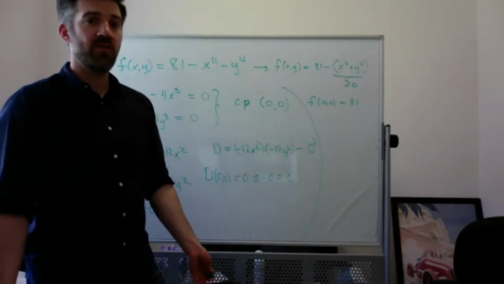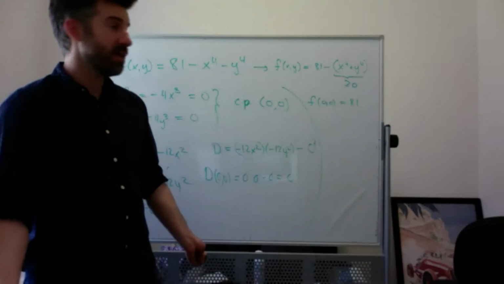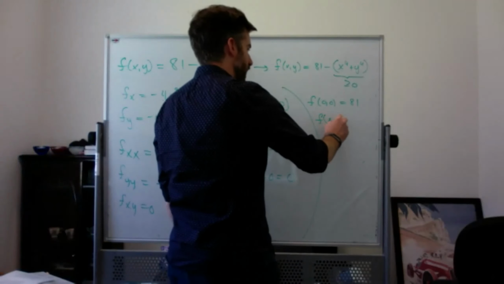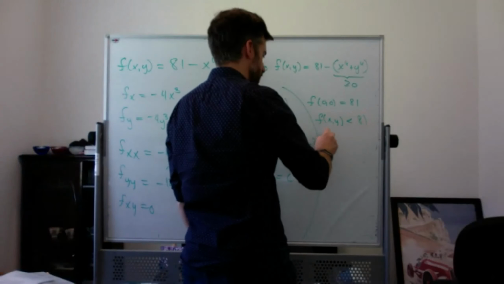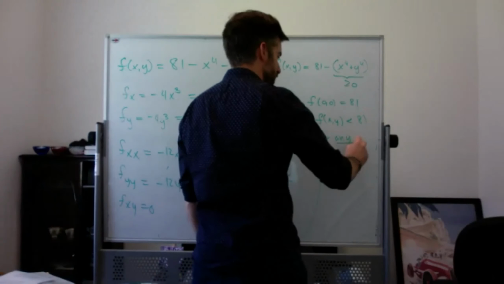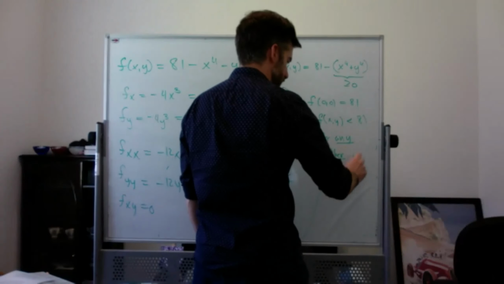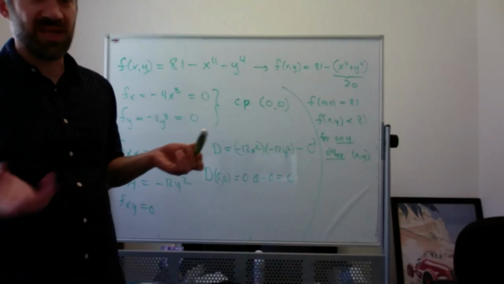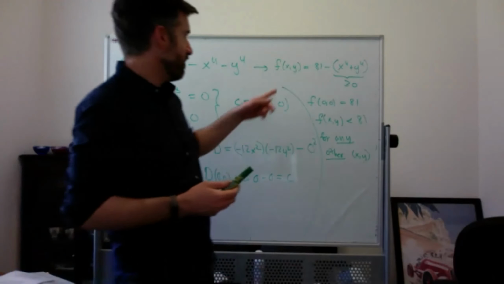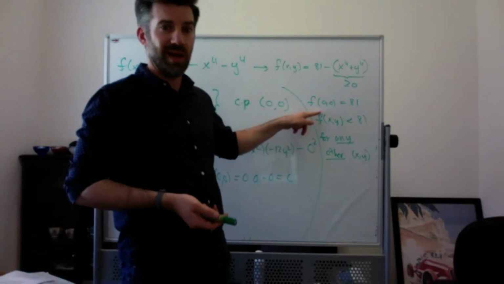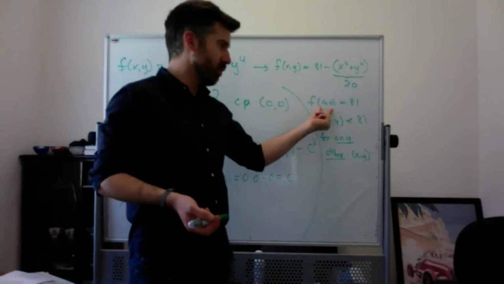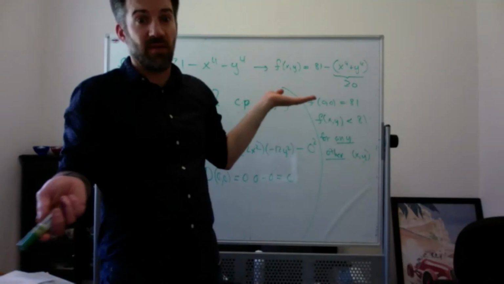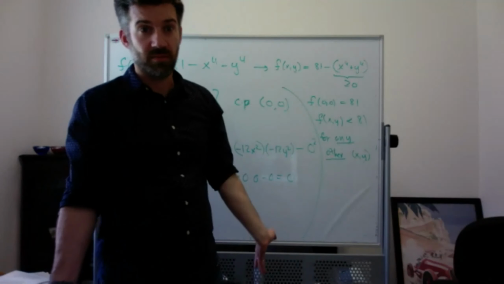But then any other values you plug in for x and y are going to make this smaller, right? F of x, y is going to be less than 81 for any other coordinates of x and y. But that's exactly what it means to be a maximum, right? This point on the surface, (0, 0) with a z value of 81, is the biggest thing I've got. Nothing else can be bigger.